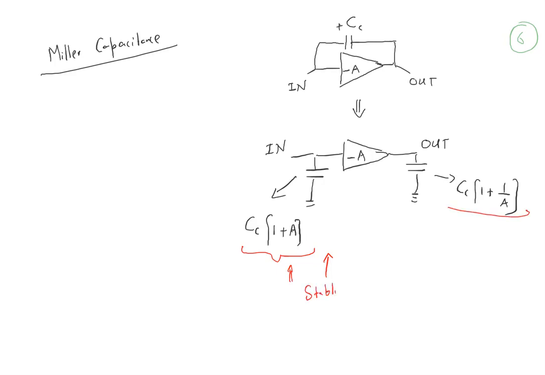Here it's not going to matter much because CC times (1 plus 1 over A) might be approximately equal to CC. That might not help much, but the other capacitance is explicitly adding a lot of benefit, making our system stable if it was not previously stable, or enhancing our phase margin. So the idea behind Miller capacitance was the same, and we can apply it to the same circuit which we just saw.